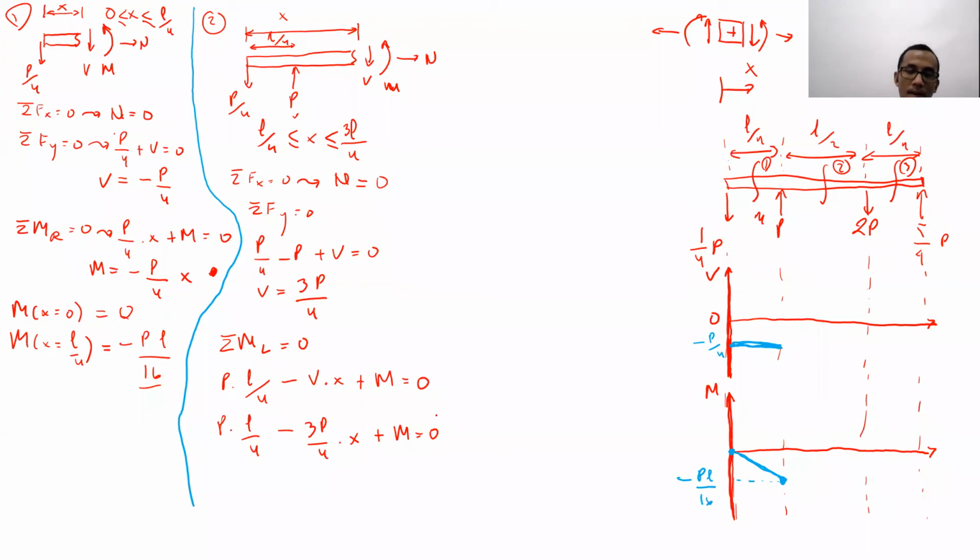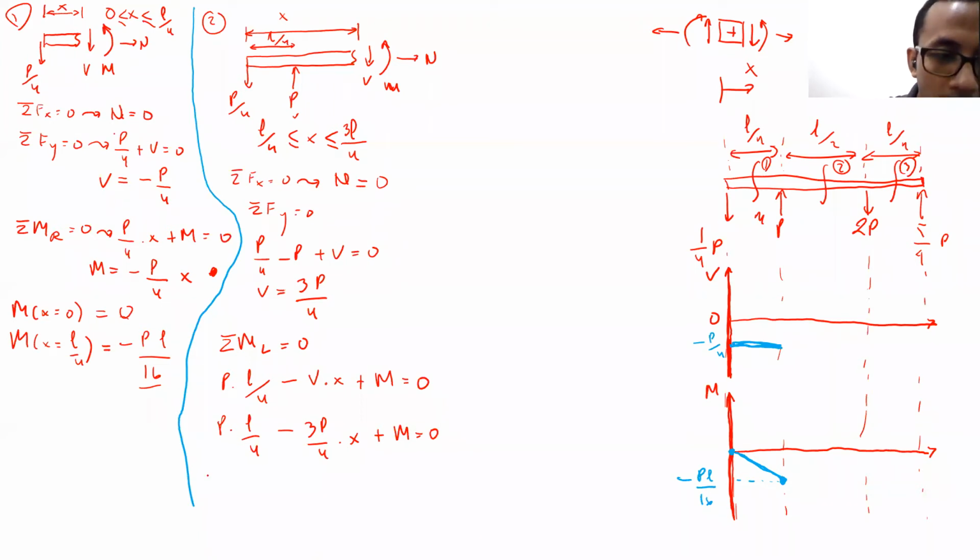Hello, Rizky? Hello, Pak. Sorry, I got bad connection. So this is it, right? Yes, that's it. Okay, PL over 4 going down. Sorry, counterclockwise. PL over 4 counterclockwise. Then phi clockwise, negative. And moment counterclockwise, positive. Yes.